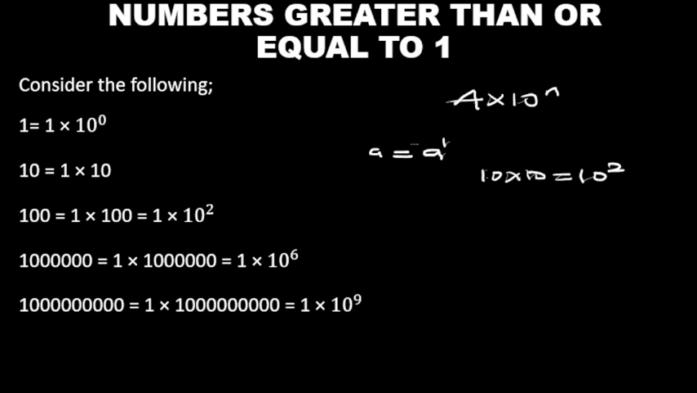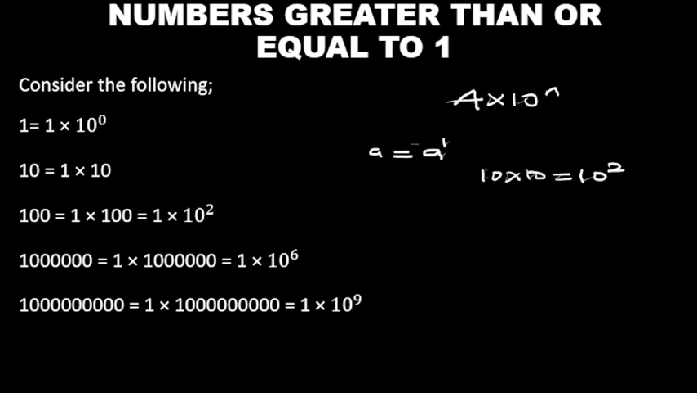Now, how do you express 1 million in standard form? That will be 1 times 1 million. And 1 million is the same thing as 10 raised to the power of 6. So that will be 1 times 10 raised to the power of 6. The same thing, a takes the value of 1, then multiplied by a power of 10. 1 billion is the same thing as 10 raised to the power of 9. So that will be 1 times 10 raised to the power of 9.